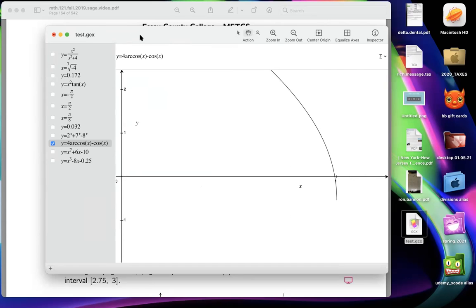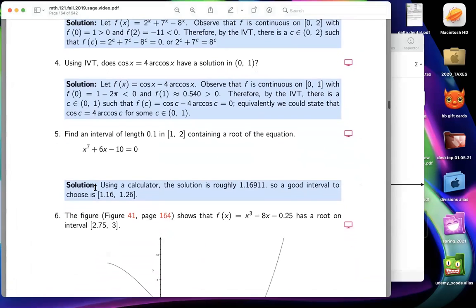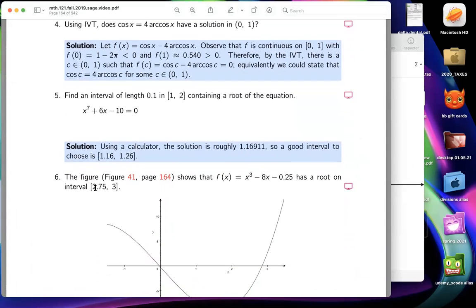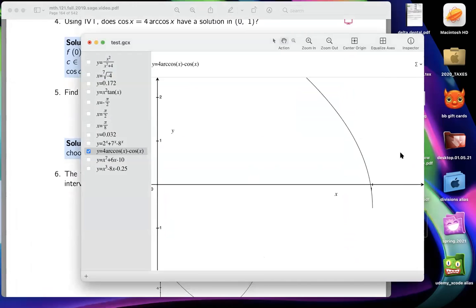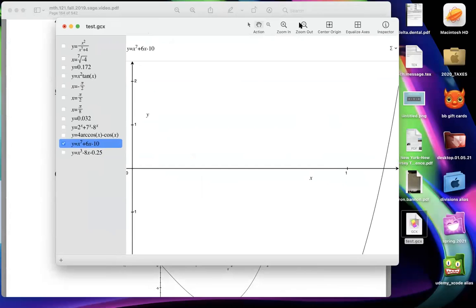All right, let's go to the last question. And I got to do that for you. And maybe not the last one, I guess number 5, right? Yeah, number 5. Let's see if we can do that. And that looks like x to the 7th, 6x minus 10. Yeah, okay. So let me just zoom out on this one over here.